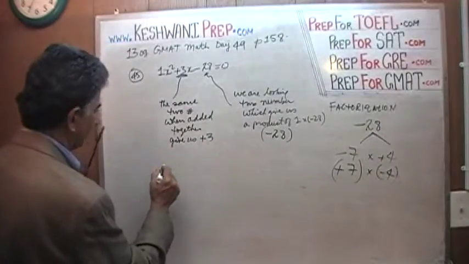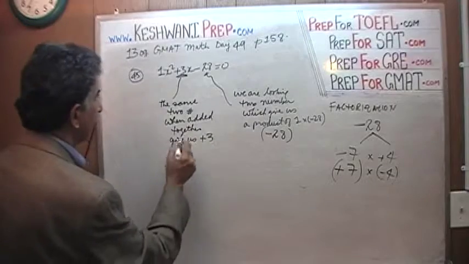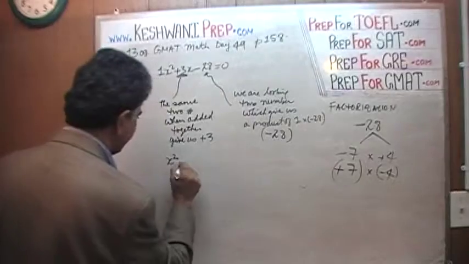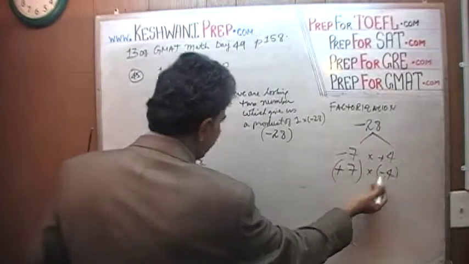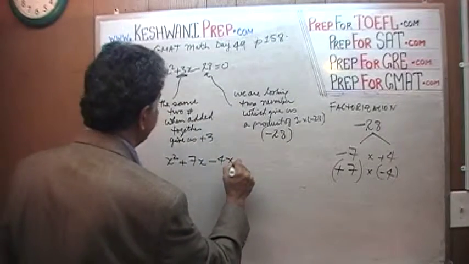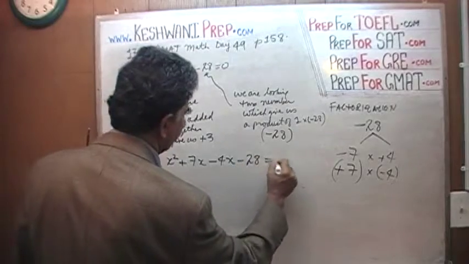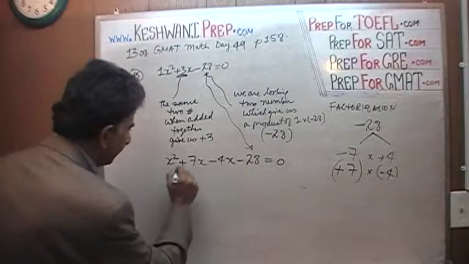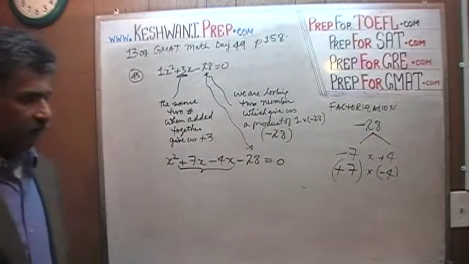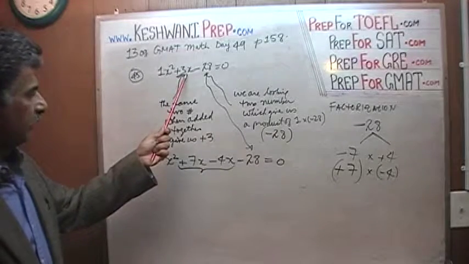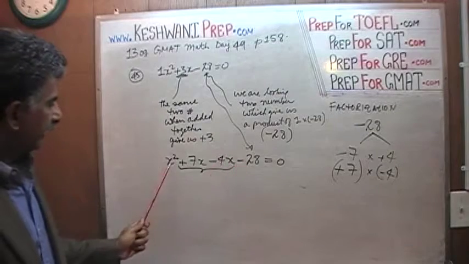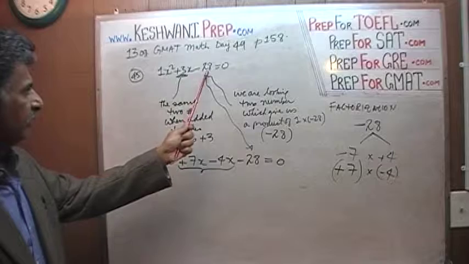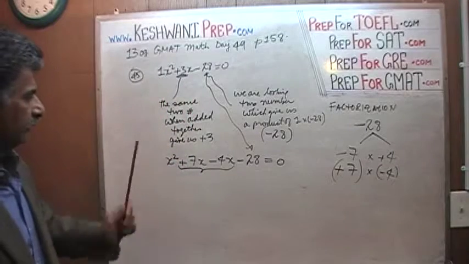So it goes something like this. Our equation becomes x squared, and our positive 3x is written as positive 7x and a negative 4x, and minus 28 equals 0. Minus 28 comes straight from here. When you add up these two, positive 7x and a negative 4x, we get a positive 3x. When we multiply negative 28 by x squared, we get negative 28x squared, which is exactly what we have here.